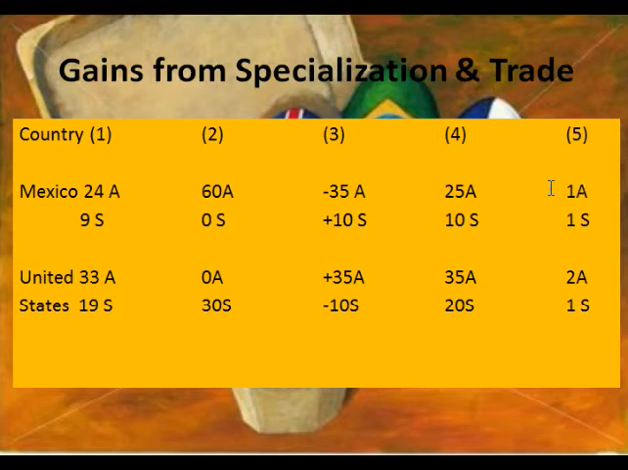Resources are not allocated equitably across the planet, and so each nation has gained. Each nation will not necessarily gain the exact same amount, but each nation has gained, or Mexico and the United States would not have decided to make this trade.